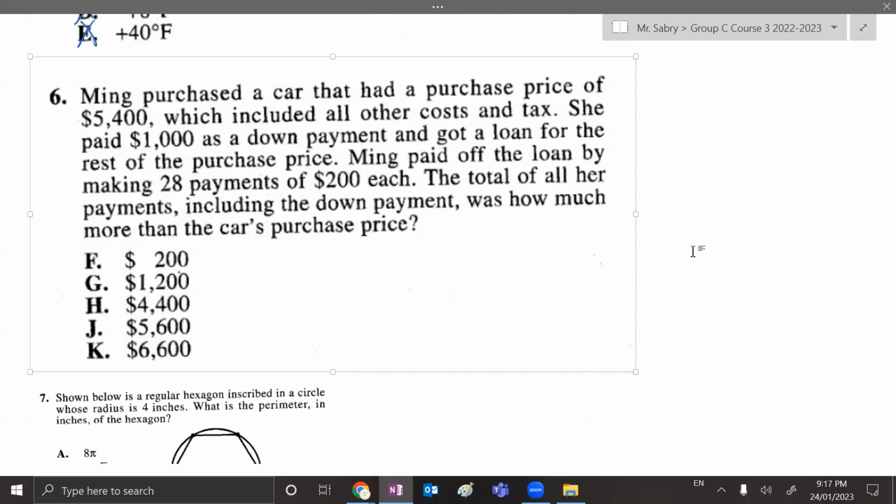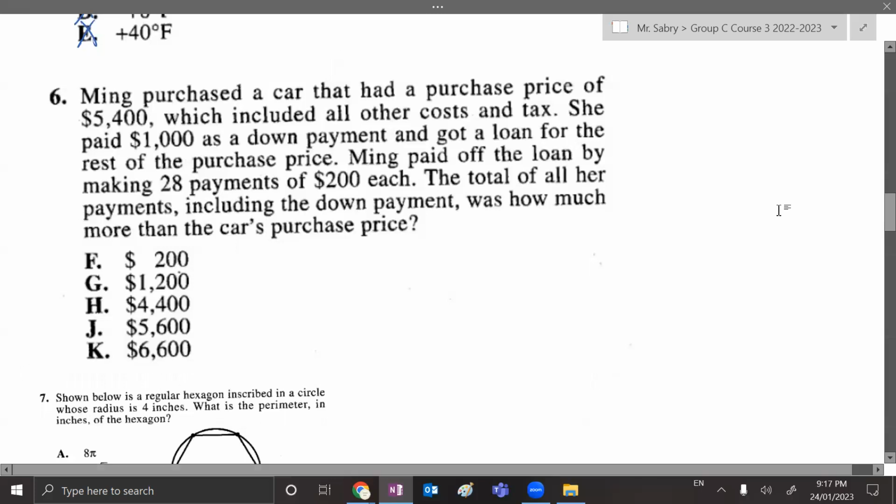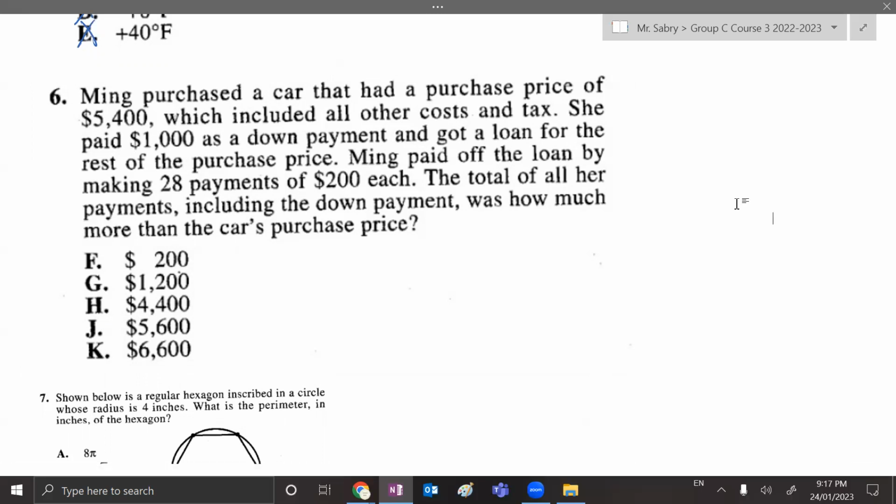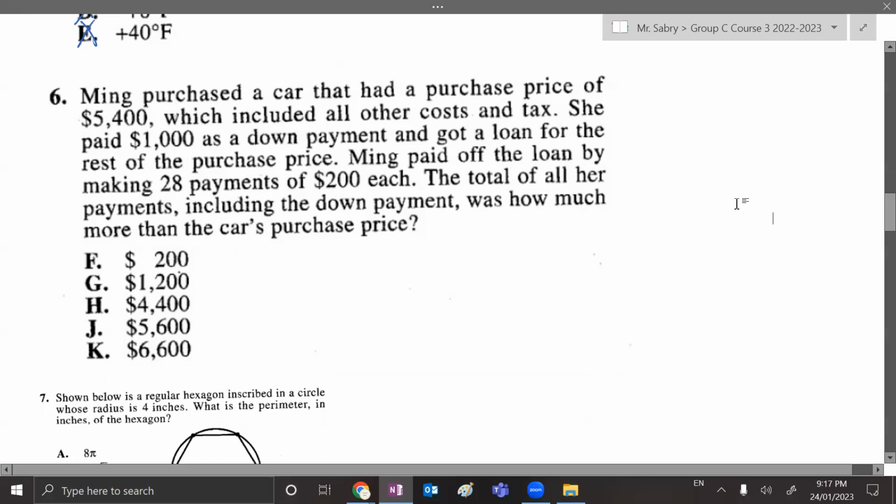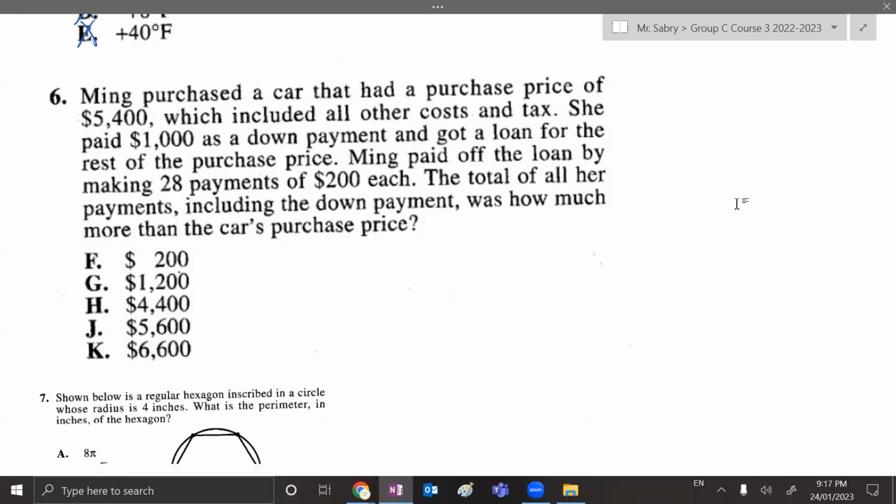Perfect. Right. Number 6. It says here, Ming purchased a car that had a purchase price of $5,400, which included all other costs and tax. She paid $1,000 as a down payment and got a loan for the rest of the purchase price. Ming paid off the loan by making 28 payments of $200 each. The total of all her payments, including the down payment, was how much more than the car's purchase price?